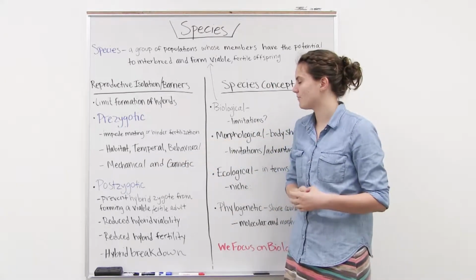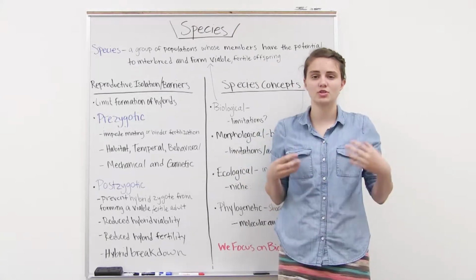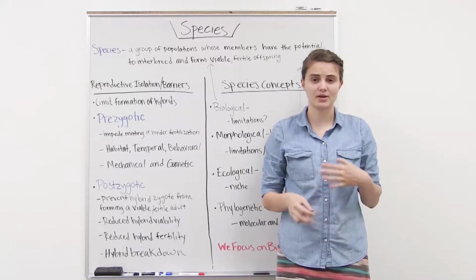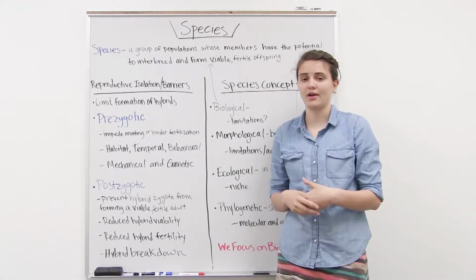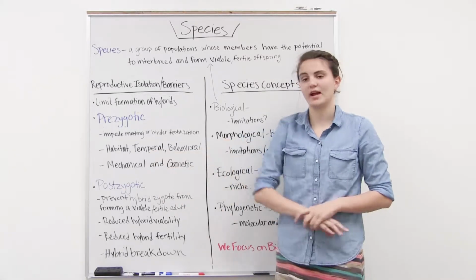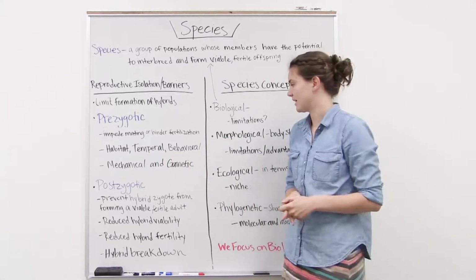Temporal isolation occurs when two organisms or populations live in the same environment, however they are separated by the time of day that they are around or the seasons in which they're out, and so they will never have the opportunity to even fertilize or come together.